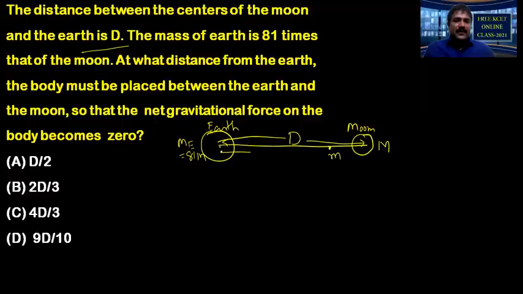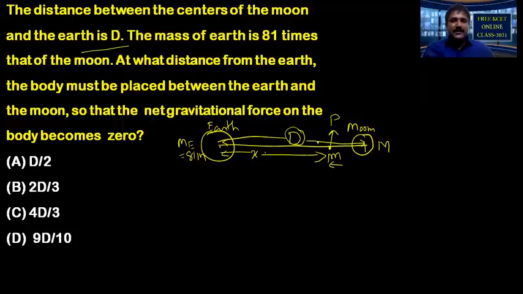The distance we have to find out in this question. Let that distance be x. Say the point mass is placed at P. From that point to the center of the moon, the distance is d minus x. So d is the total distance, and the distance of the mass from the Earth is x.